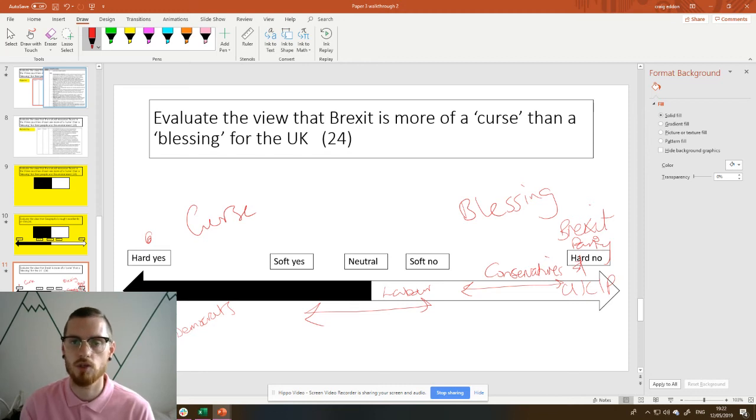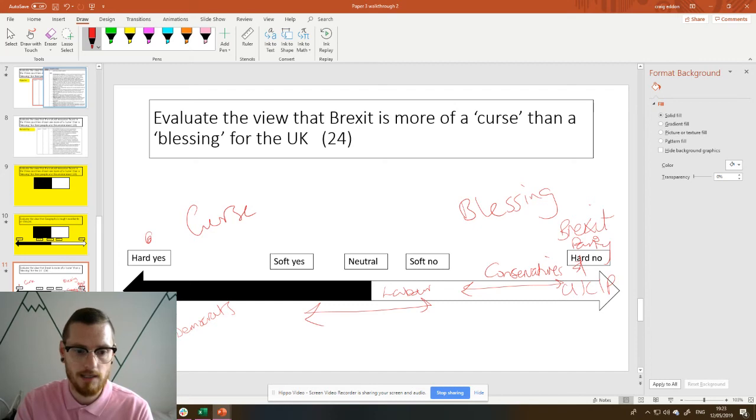So even though it's two sides of the argument, leave, remain, curse, blessing, there are variations in opinions on this scale, and they can all come down to different regions of the UK that you lived in, how old you are, trading partners within and outside the EU, onto political policies, ideologies, and so forth, okay?